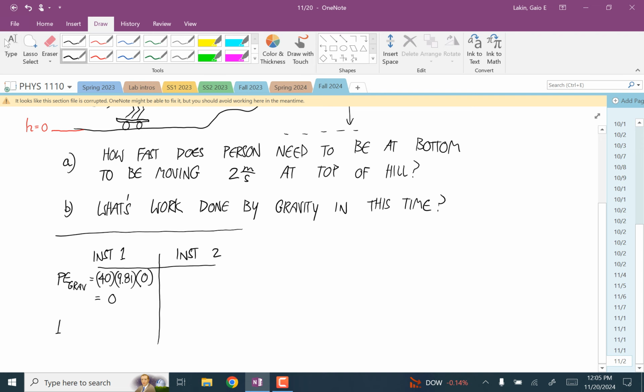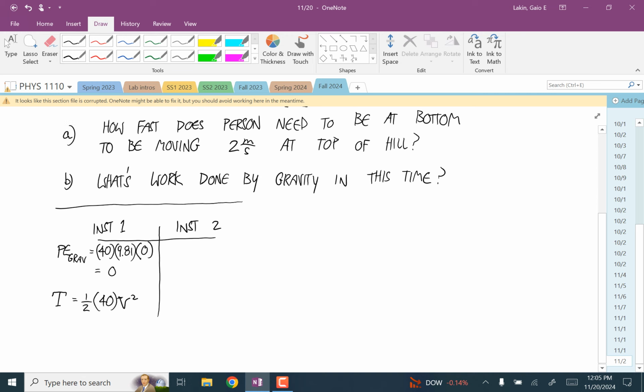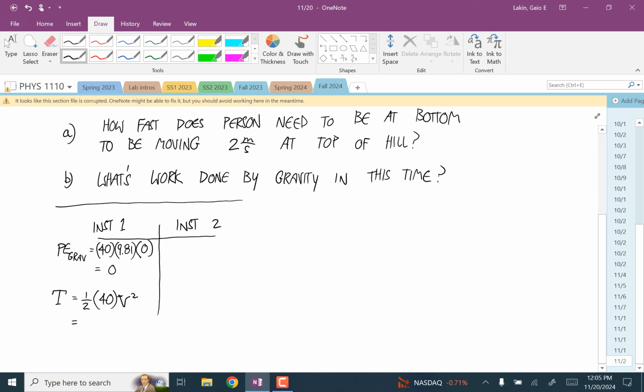And then the kinetic energy is 1/2 times the mass of 40 times the speed squared. We don't know the speed. We're trying to calculate it. So I'm just going to keep that as v squared. And hopefully we'll be able to calculate that in the equation. So if I simplify this, we get 20v squared.